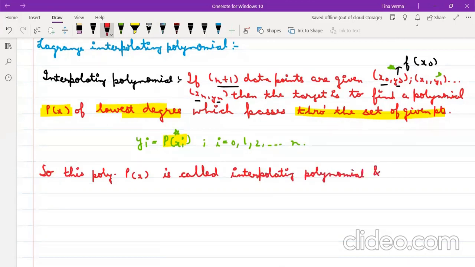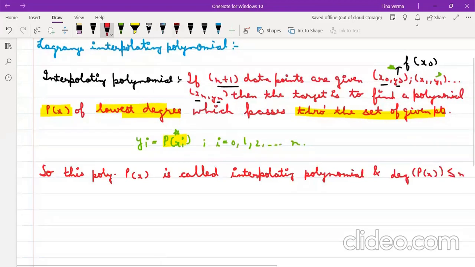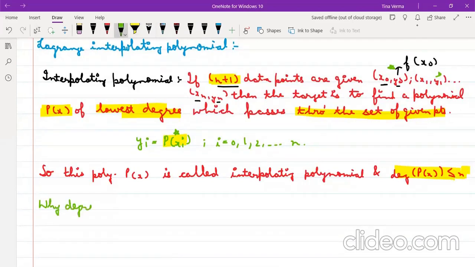And moreover, the degree of p(x) will be less than or equal to n. Suppose you have n plus 1 data points, so what will be your degree? The degree of the polynomial you fit for your data, for n plus 1 data points, will be less than or equal to n. Now the question arises: why should my degree be less than or equal to n?